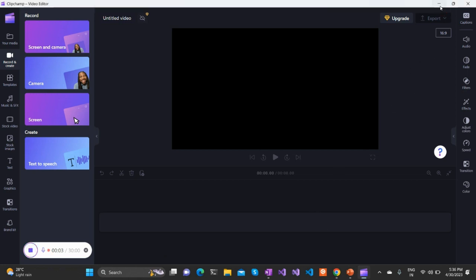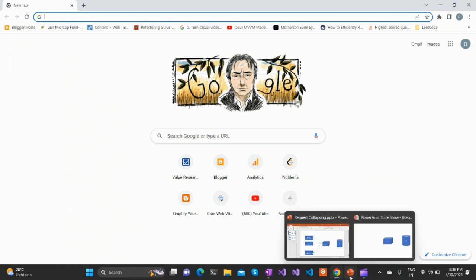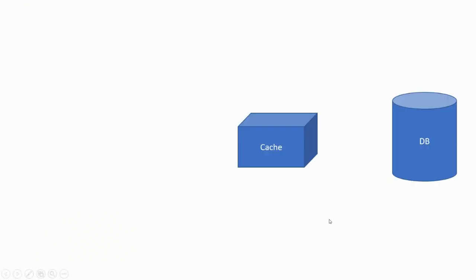Today we'll be mainly seeing about an important strategy related to caching, which is called request collapsing. So it comes under the cache strategy.